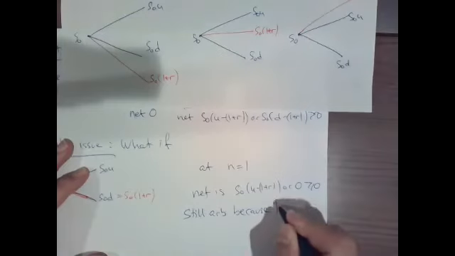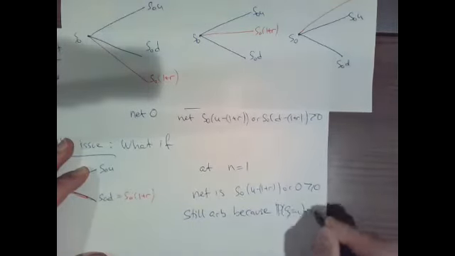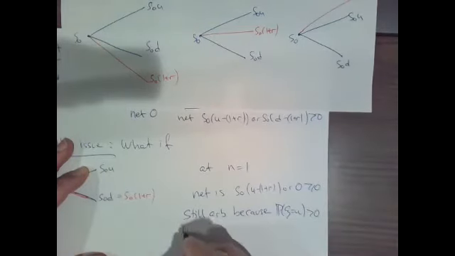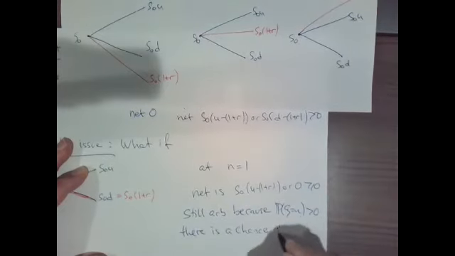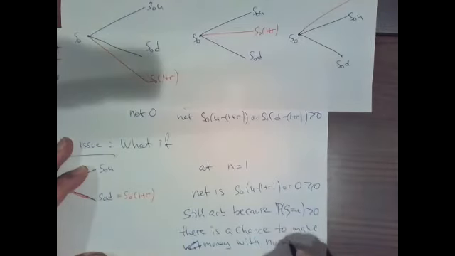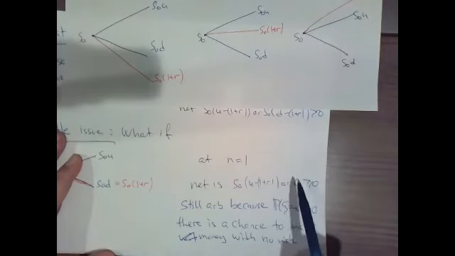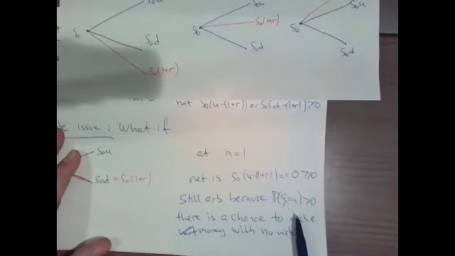Because the probability of psi being U is strictly positive, there is a chance to make money with no risk. Because you're always non-negative, always bigger than or equal to 0, and there is a chance that you actually end up making money.